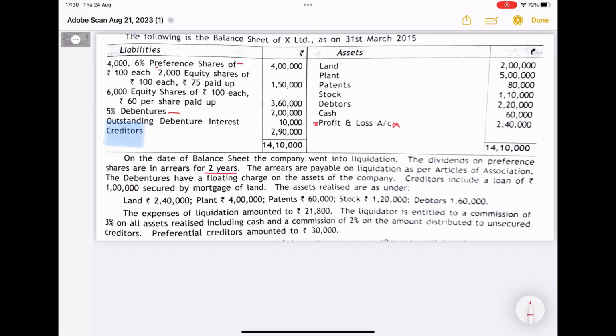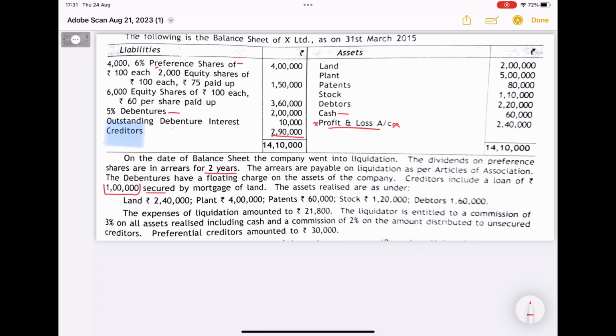Creditors include a loan of 1 lakh secured by mortgage of land, which means in this 2,90,000, 1 lakh is the secured creditors value. They have given it directly: creditors include a loan of 1 lakh secured by mortgage, which means this is the value of secured creditors. Next, they have given the asset realized values: land, plant, patent, stock and debtors, and cash we are going to write directly. P&L account will not be entered.